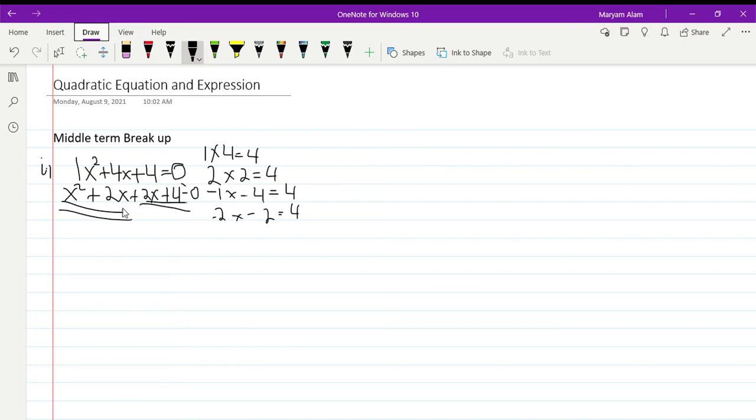So in x squared plus 2x, x is common. In both x squared and 2x there is x, so we will take x as common. X into x plus 2, plus 2x plus 4, here 2 is common, plus 2 into x plus 2 is equal to 0. So x plus 2 into x plus 2 is equal to 0.